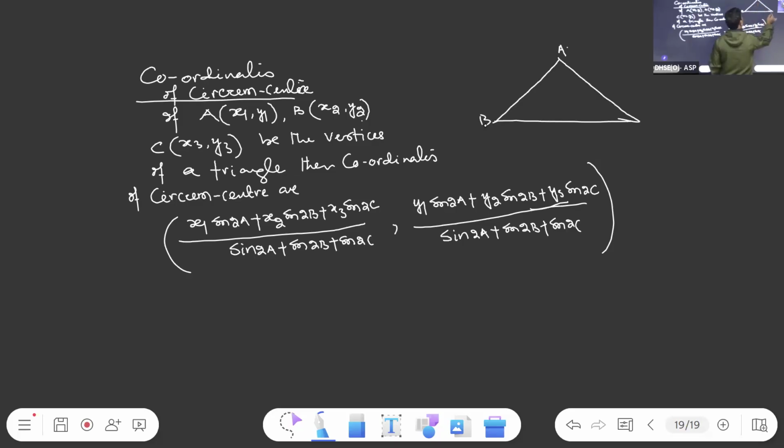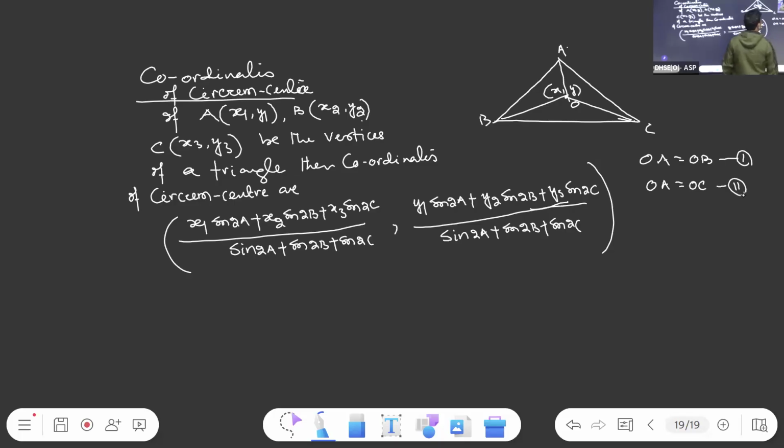It is triangle ABC. If O is the circumcenter of the triangle, then OA is equal to OB is equal to OC. First of all, let x comma y be the coordinates of the circumcenter. Equating OA with OB will give you a linear equation in x and y, equation 1. Again, OA is equal to OC will give you another equation in x and y. And you know how to deal with linear simultaneous equations in two variables. The methods are substitution, elimination, and cross multiplication. Any one of the methods can be used to get the coordinates x comma y.